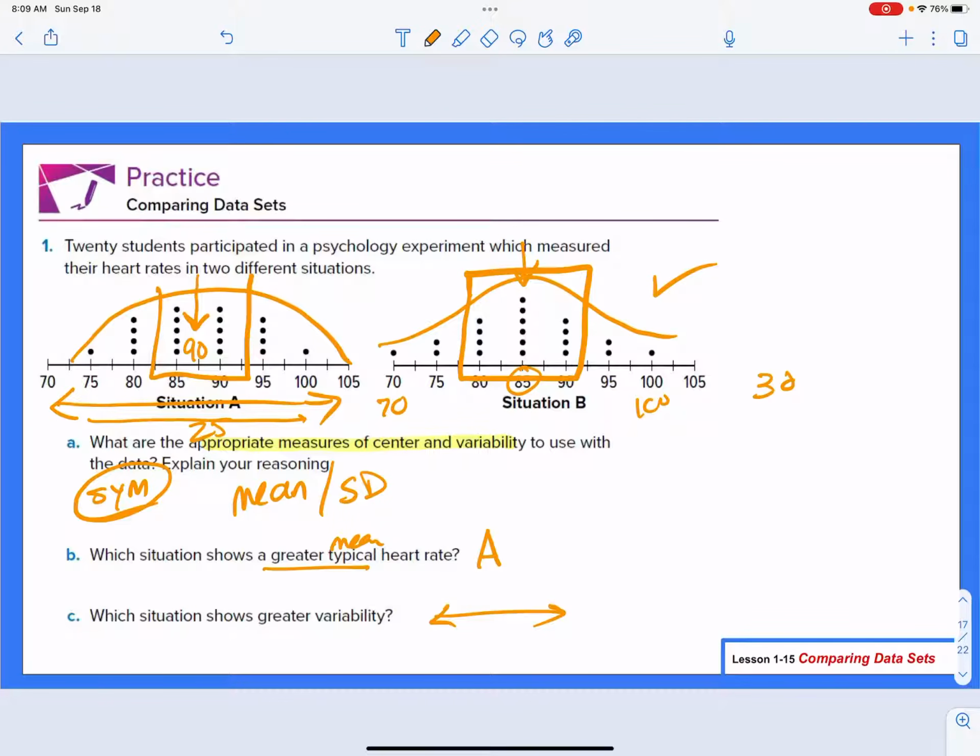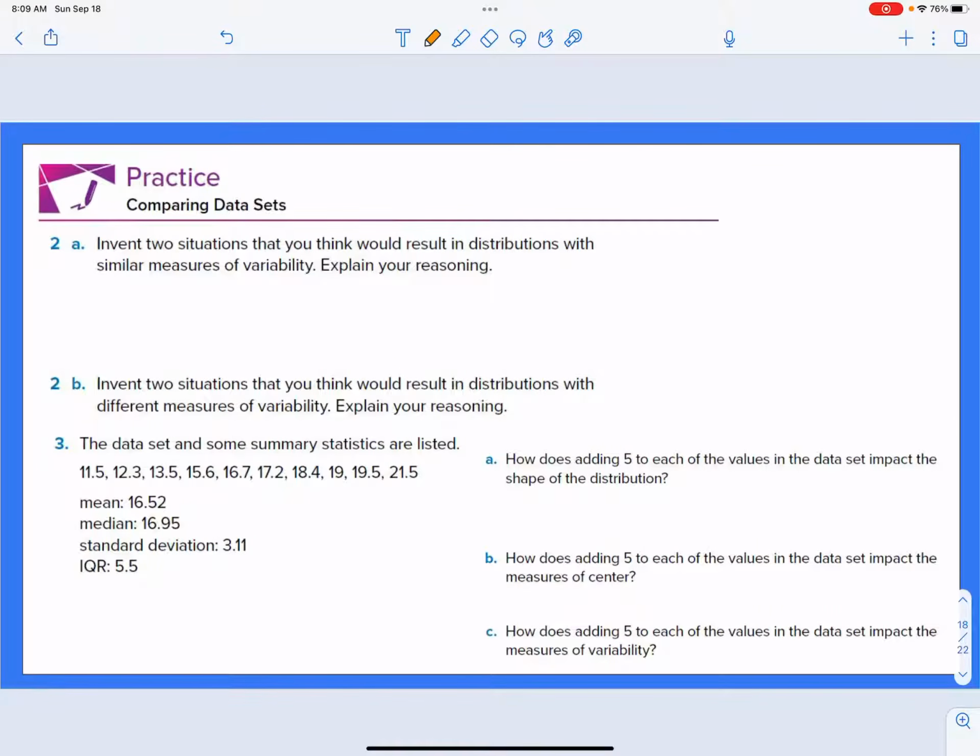So based upon that spread there, we would say that B is going to be the one with the greatest variability. And again, you could do that because of these little ones here. We can also spread things out. So you have to look at it. If you did the math exactly, you could figure out which ones are going to be. We're going to go with B as the greatest spread just because of that distance of 25 compared to 30. So just keep that in mind. But if you got a rationale for why you think it's the other one, then be ready just to argue for it. Number 2A, invent two situations that you think would result in distributions with similar measures of variability.